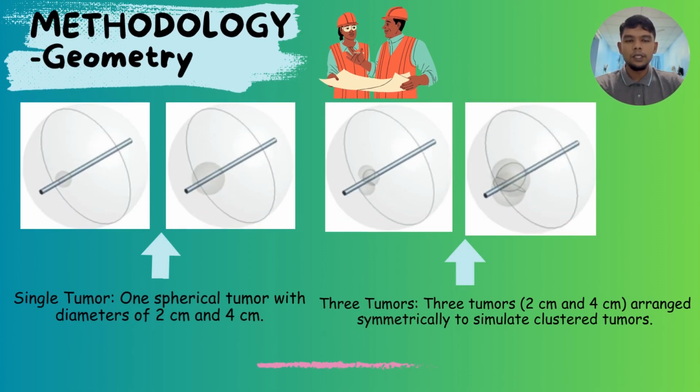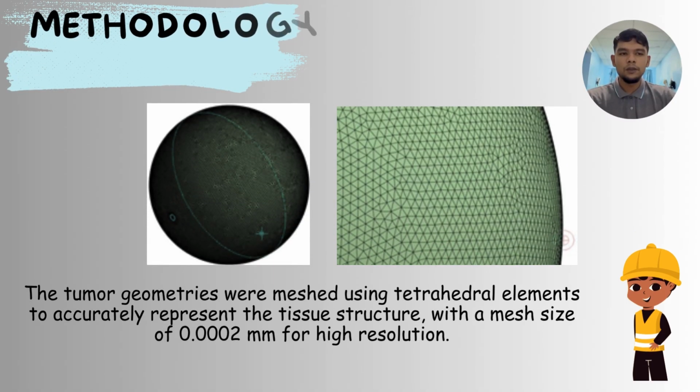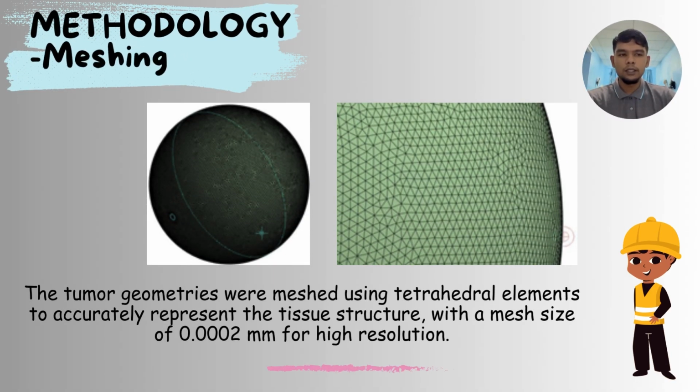So for the methodology, we decided to do 4 geometries: the first is a single tumor with 2 cm, the second a single tumor with 4 cm, the third 3 tumors with 2 cm, and 3 tumors with 4 cm. For the meshing, we are using tetrahedral elements to accurately represent the tissue structure, with a mesh size of 0.002 mm at high resolution.